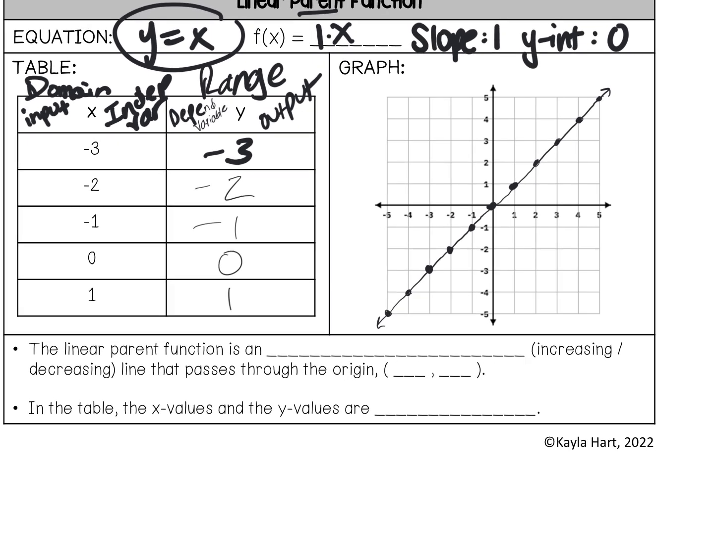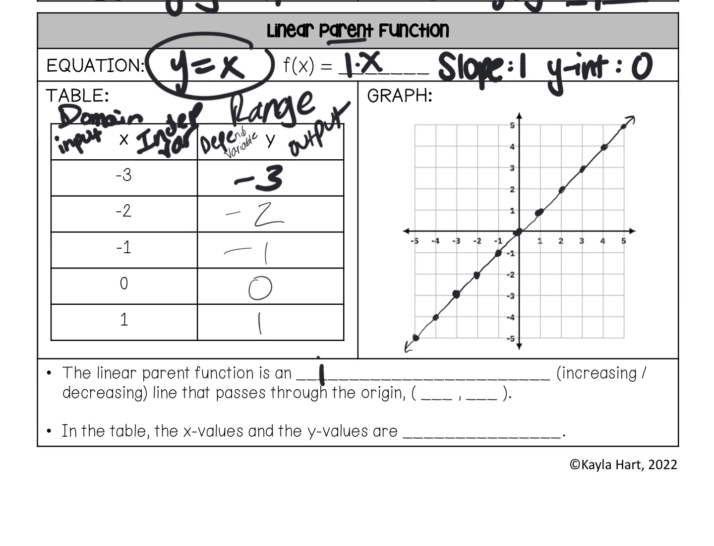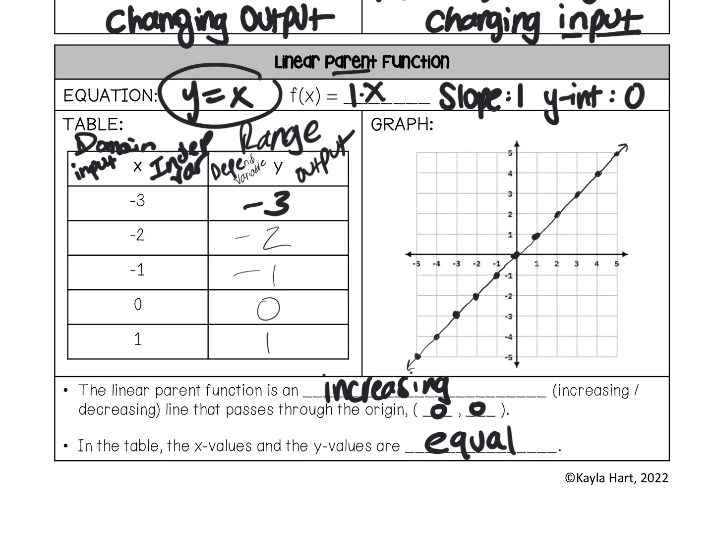Let's talk about the features of this graph. The linear parent function is an increasing function. It increases by 1. For every x value, the y value goes up by 1. And it passes through the origin, 0, 0. In the table, the x and y values are equal.